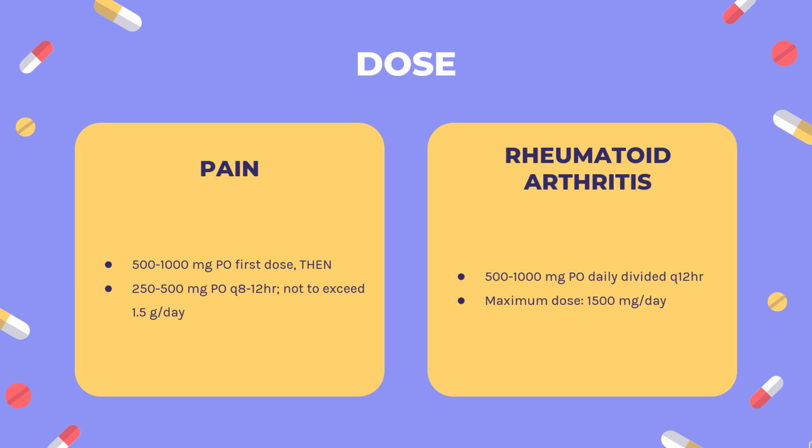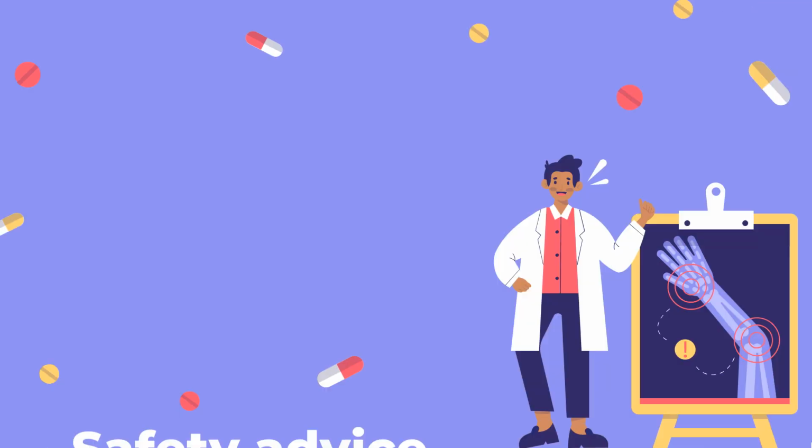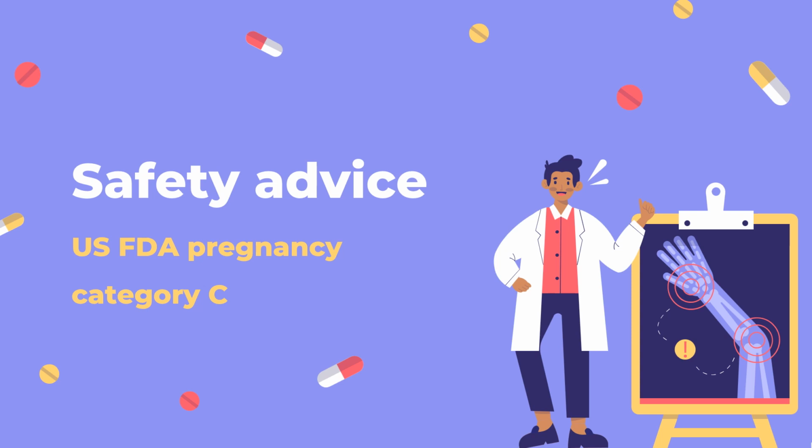Rheumatoid arthritis. 500 to 1000 mg PO daily divided every 12 hours. Maximum dose, 1500 mg per day. Safety advice. US FDA Pregnancy Category C. Animal reproduction studies have shown an adverse effect on the fetus, and there are no adequate and well-controlled studies in humans, but potential benefits may warrant use of the drug in pregnant women despite potential risks.